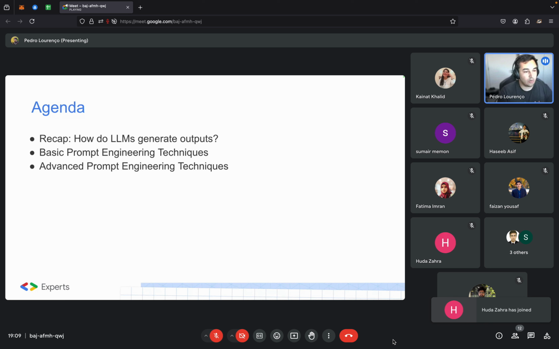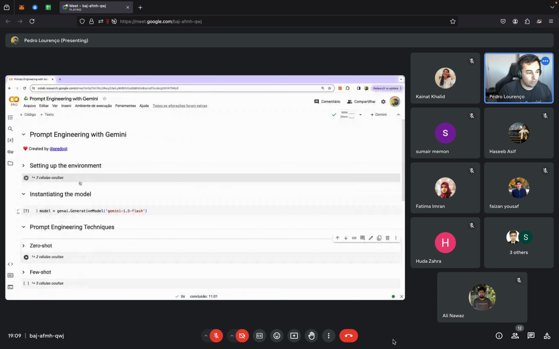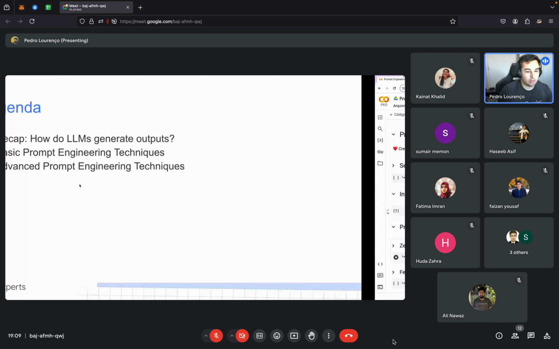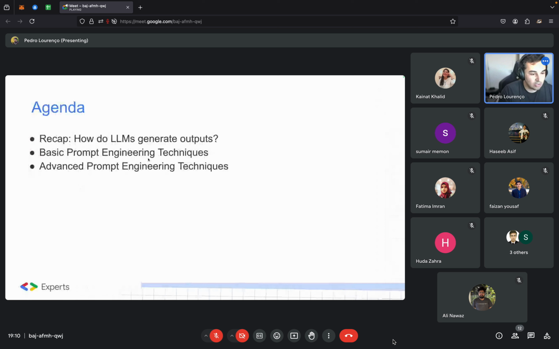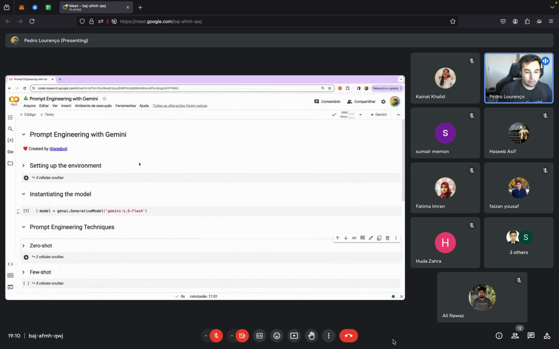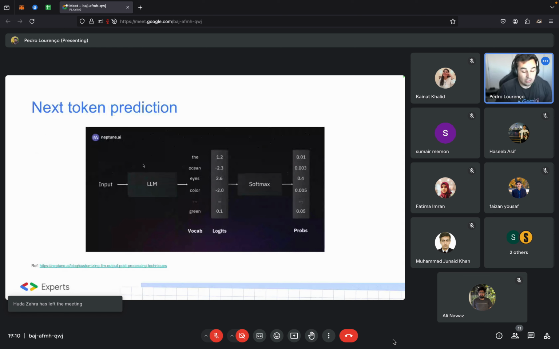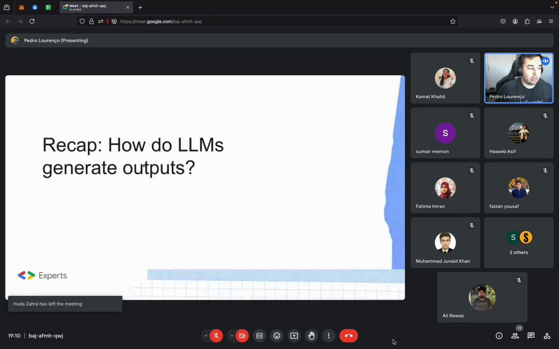And I will not only rely on this presentation, but I also have a Colab notebook where we will be experimenting in real time with these prompt engineering techniques. So I think it will make it easier to understand the advantages and why it's working. Okay, so let's start with the recap.